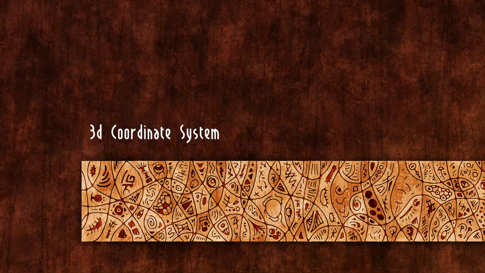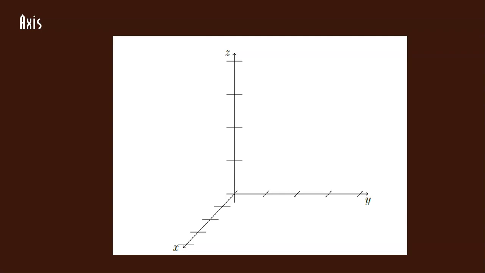In this video, I want to introduce you to the 3D coordinate system. Finally, we get to go into higher dimensions. First off, let's look at the axis. I write them with z going up, y going to the right, and x coming towards you.